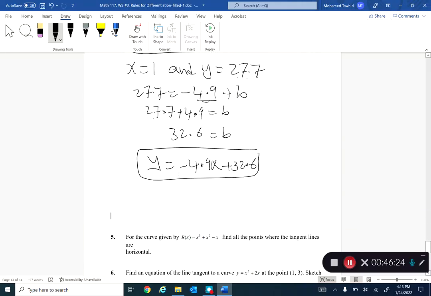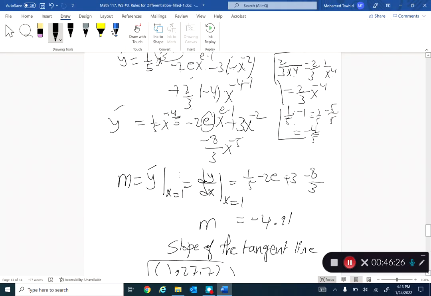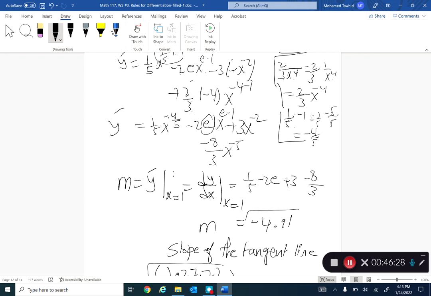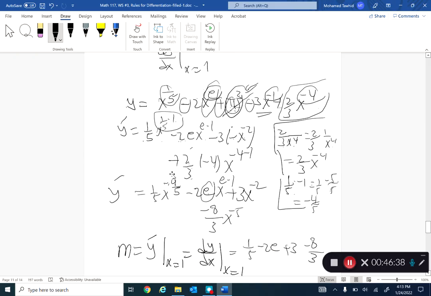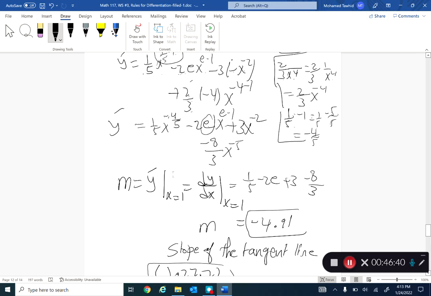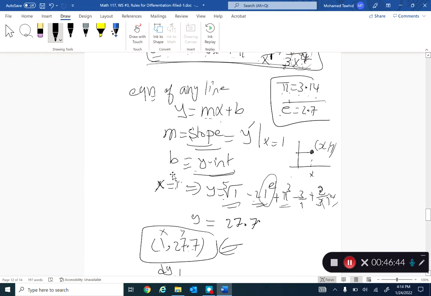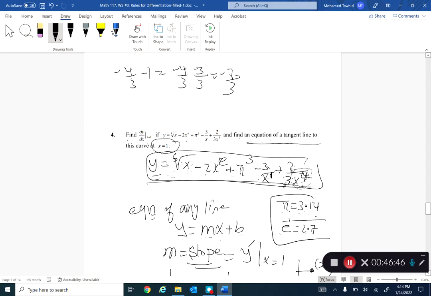When I took the derivative, I simplified first. Then I took the derivative term by term. Then after I took the derivative, I replaced x by 1. I get negative 4.9. So that is our derivative when x equals 1. That's the first question here.